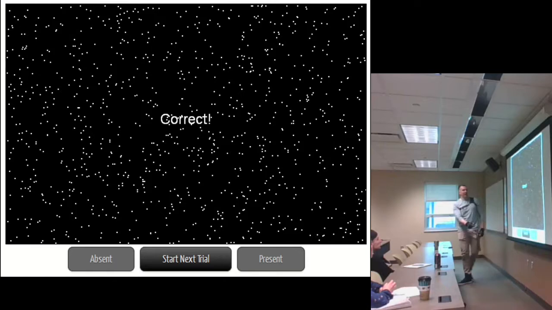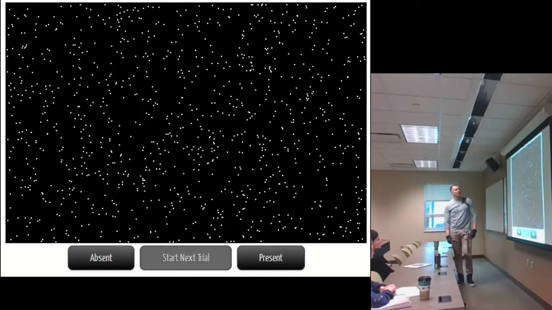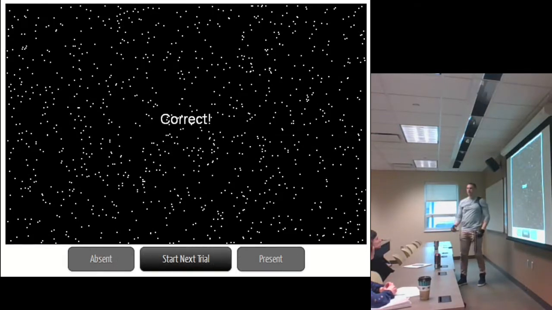And this one actually I had to check. I couldn't remember which one it was. But in this case, if you hit present, you would have a false alarm. If you hit absent, you would have a correct rejection. You correctly said no, the target is not present.